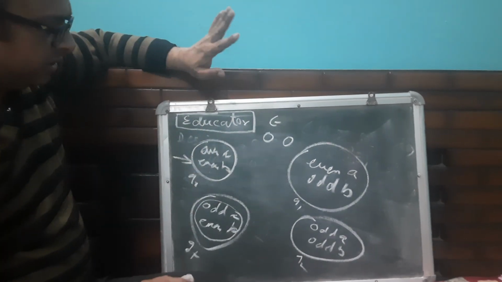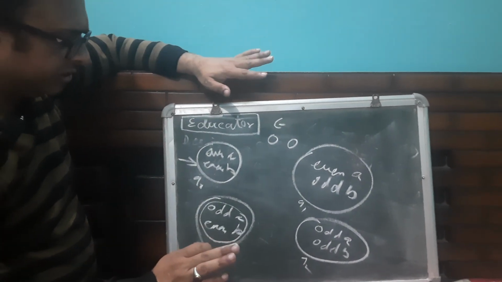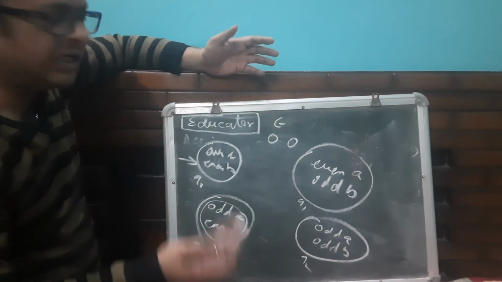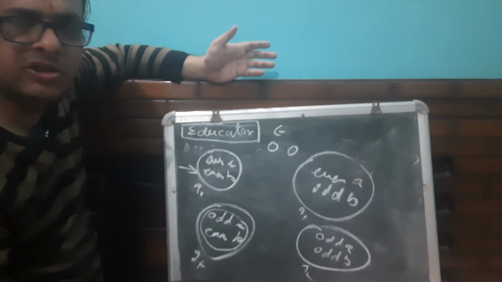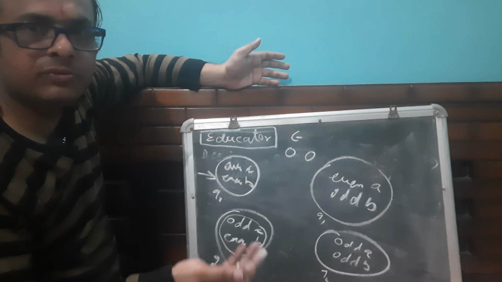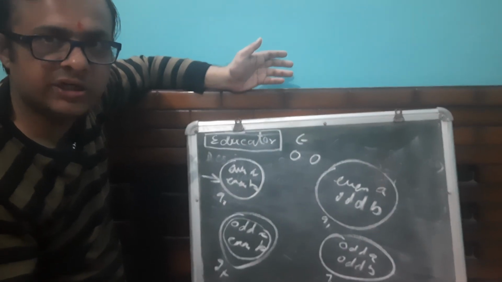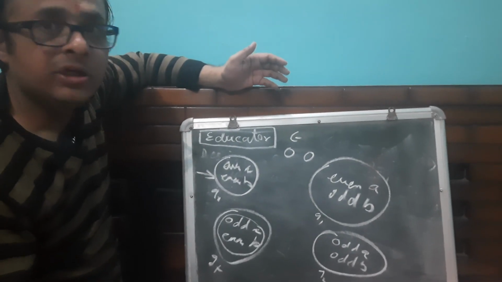Okay, now the thing is simple. We have designed all the machines, decided the initial and final states. Let us make the transitions from these states. Now there are only 2 inputs, A and B. So these states will make transition on these 2 inputs only, either A or B.